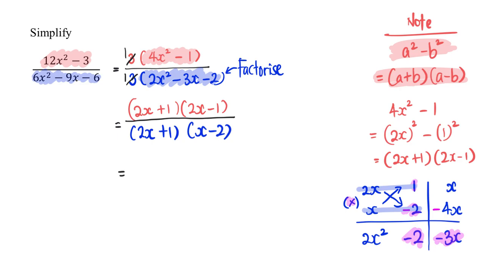And yes, you all can see it already, right? This is the same bracket, same factor. We are going to divide off to give me 1 over 1. Finally, this will be the answer, 2x minus 1 over x minus 2.